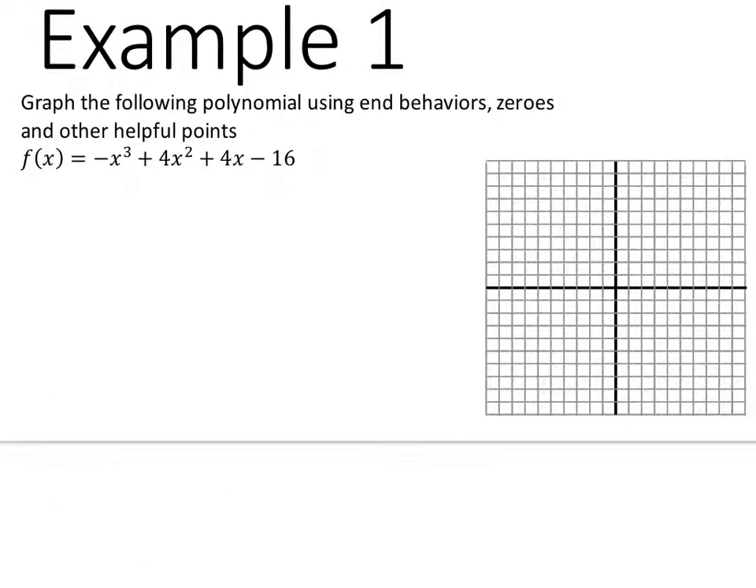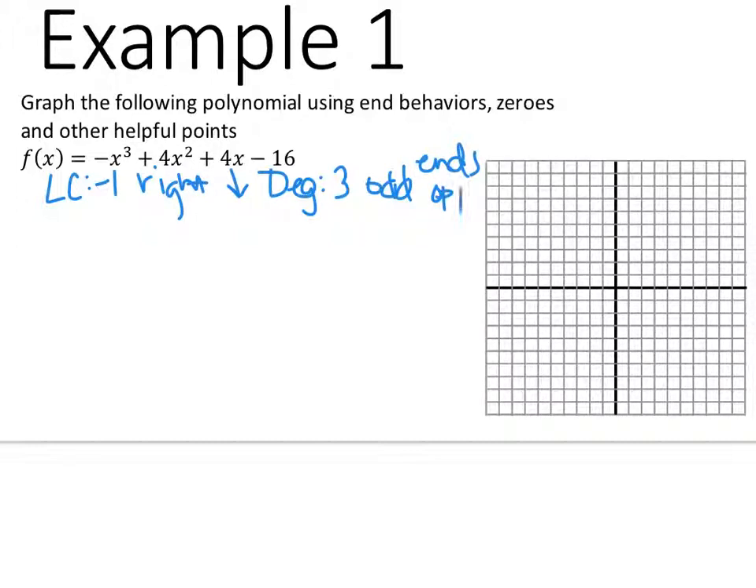So the one example I'm going to do for you is negative x to the third plus 4x squared plus 4x minus 16. For this problem, the first thing I'm going to actually look at is my leading coefficient. I see that the leading coefficient is negative 1. And in the notes we took before, if the leading coefficient is negative, that tells me that the right side of my graph is going to point down. The degree is 3, which is odd. So that tells me that my ends will face opposite directions.